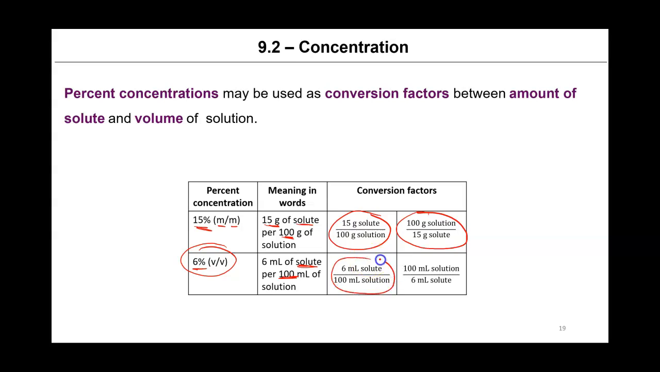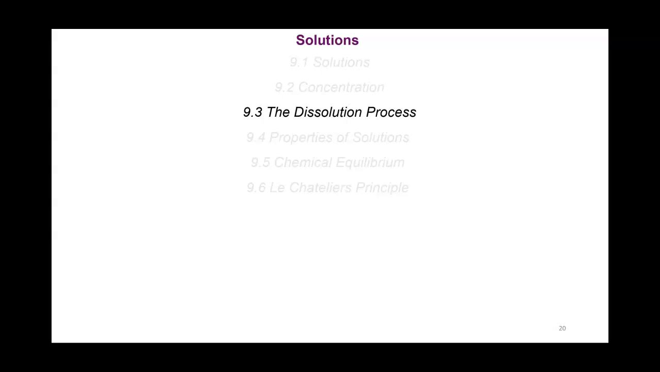If I needed to do math, I would probably use that concentration in the form of one of these two conversion factors. The 6% volume on volume can be interpreted as meaning you get 6 mL of solute for every 100 mL of solution, or alternatively, for every 100 mL of solution, you get 6 mL of solute. So people like these types of concentrations because it avoids the use of moles. Okay, and that concludes the video for section 9.2.